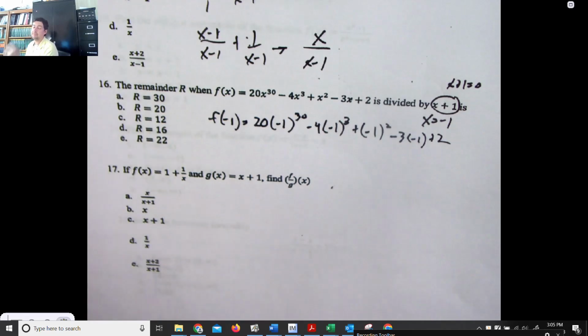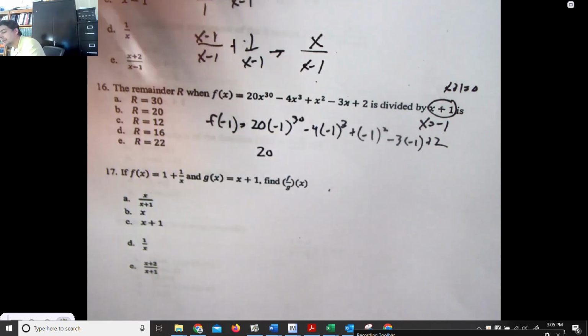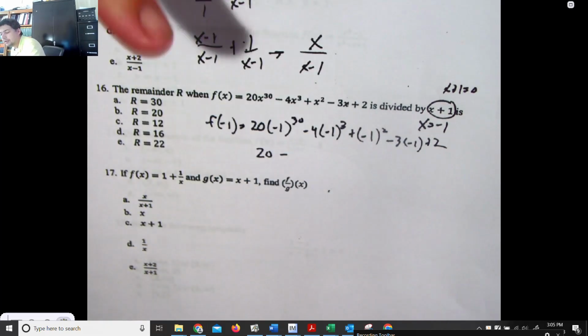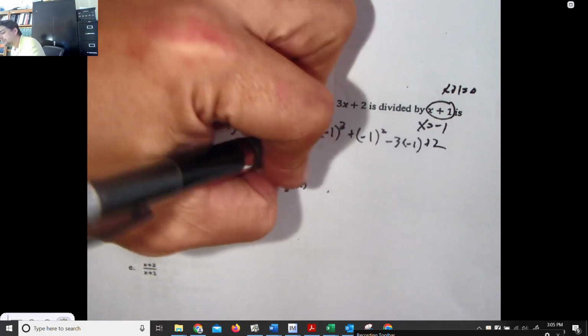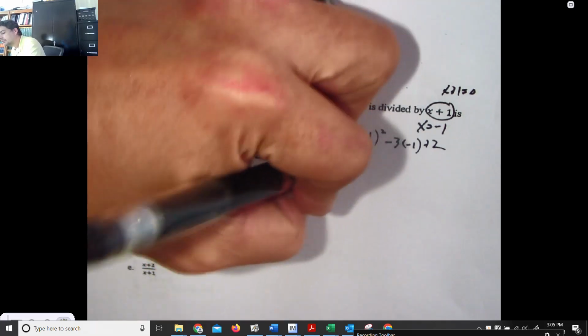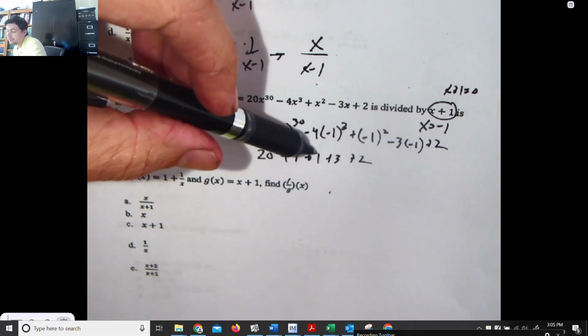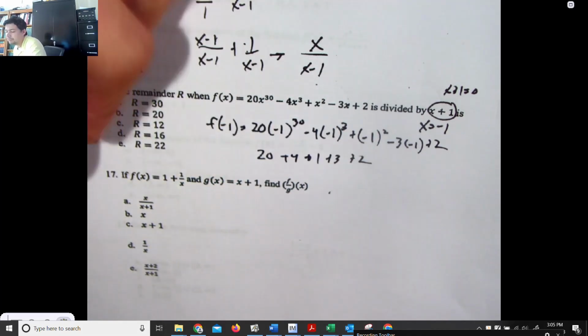Somebody who does synthetic division is going to waste a whole lot of their time. A negative 1 to an even power is positive. A negative 1 to an odd power is negative. Negative times negative is positive. And there's my remainder. 24, 25, 27, 30.